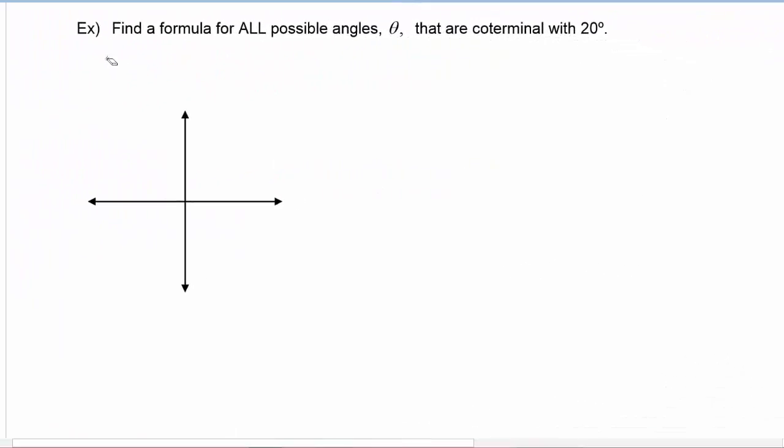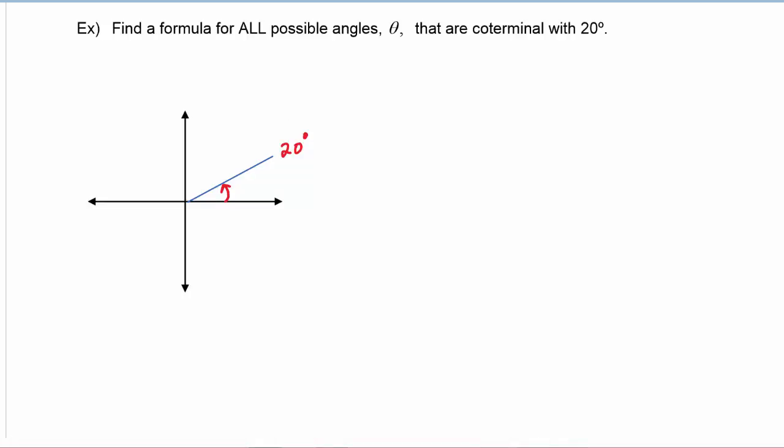Now in this example, we're being asked to find a formula for all possible angles, theta, that are coterminal with 20 degrees. So first, let's draw in our 20-degree angle. That would be about here. It would have this rotation, 20 degrees.